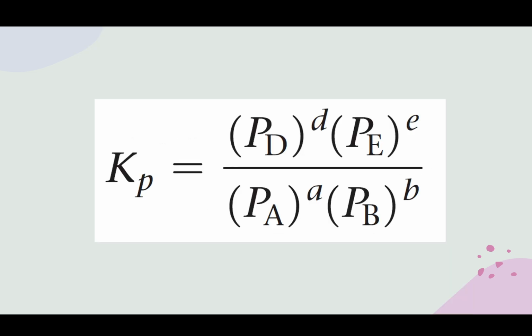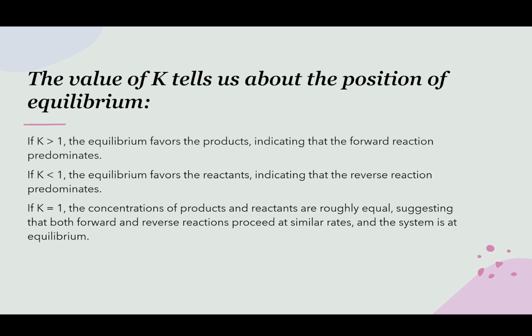Alright, let's go. This is Kp. Really, really simple. The partial pressures of the products over the partial pressures of the reactants brought to the power of their stoichiometric coefficients. No issues at all. There should be none. We're going to talk about the values of K a little bit later. I actually have a repeated slide about it.